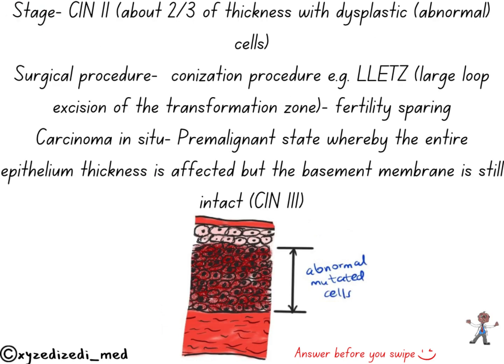Stage CIN2, about 2/3 of thickness with dysplastic or abnormal cells. Surgical procedure: conization, for example, the large loop excision of the transformation zone, which is fertility sparing. Carcinoma in situ is a pre-malignant state whereby the entire epithelium thickness is affected, but the basement membrane is still intact, CIN3.